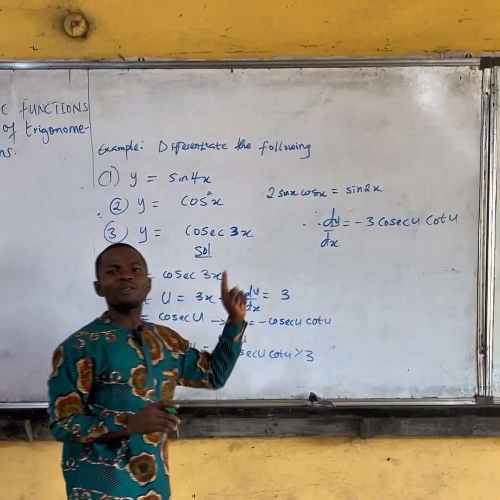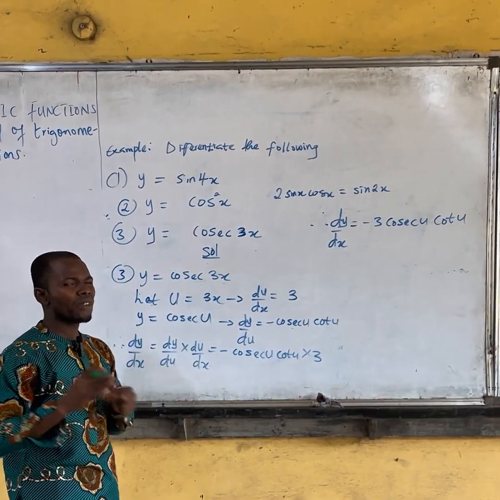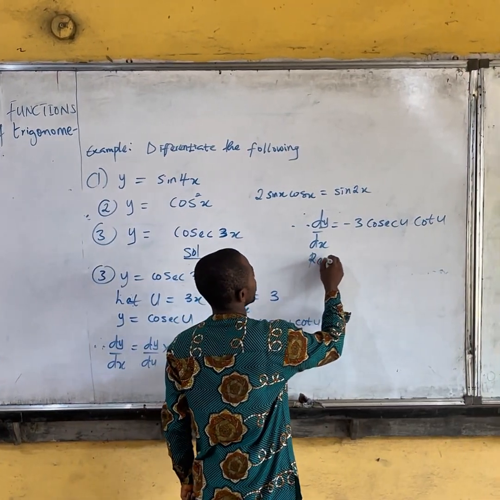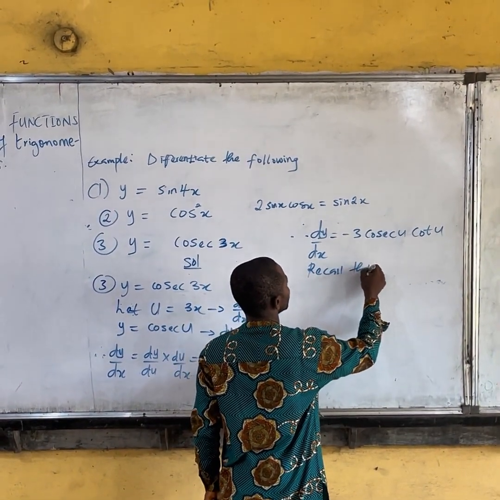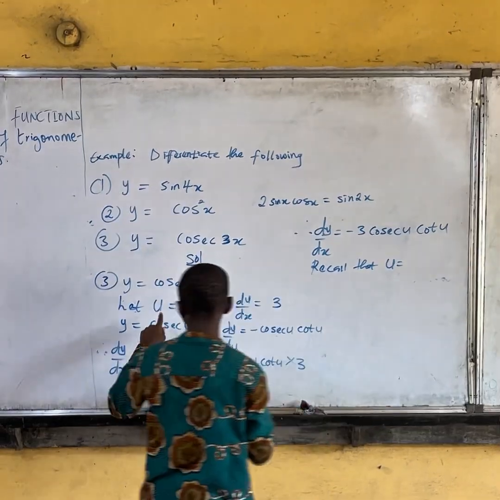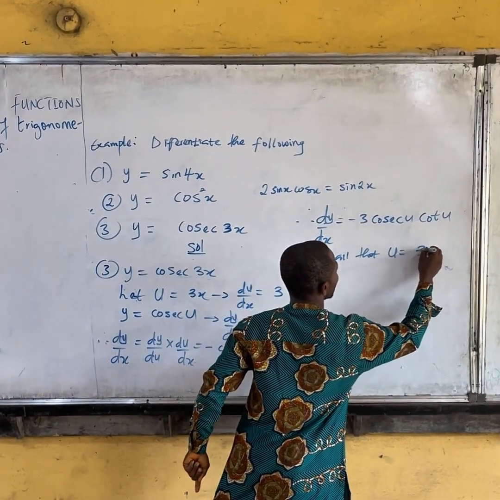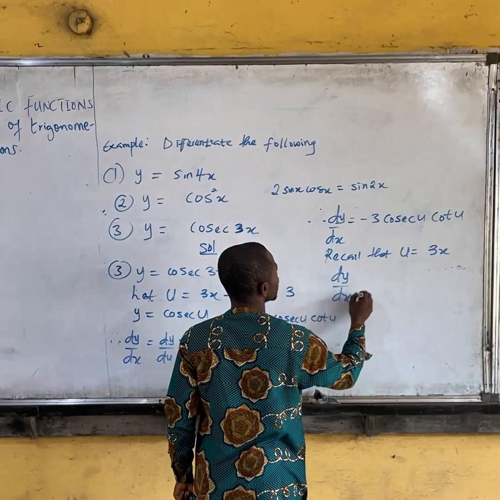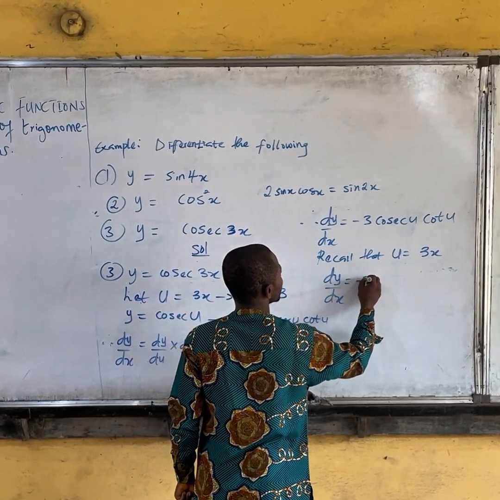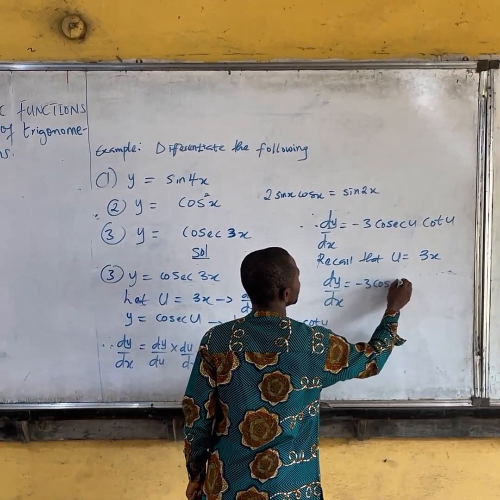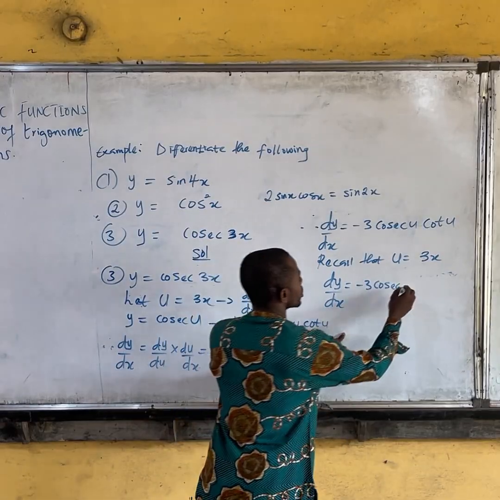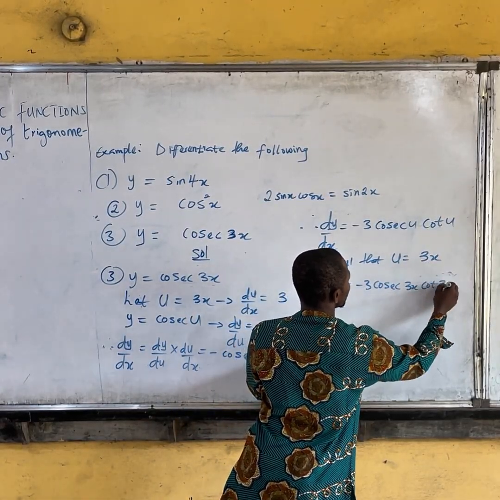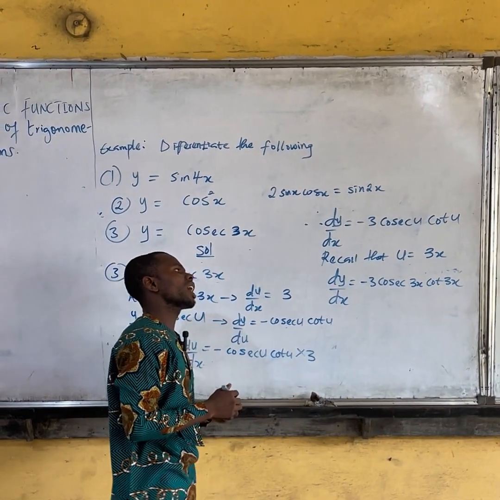But don't forget, you are given the question in form of x, not in form of u. Then you recall that u equals what? I said let u be equal to 3x. Recall that u is 3x. So in your final answer, dy over dx will now be minus 3 cosec u, where your u is 3x, cot u, where your u is 3x. That is the final answer.